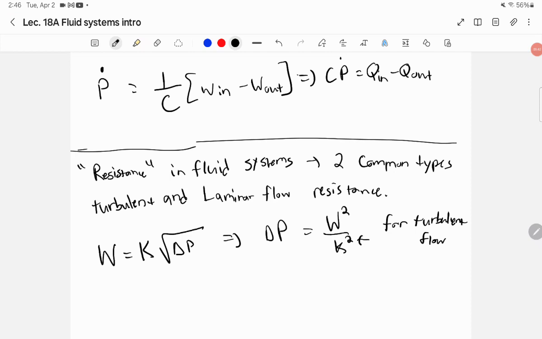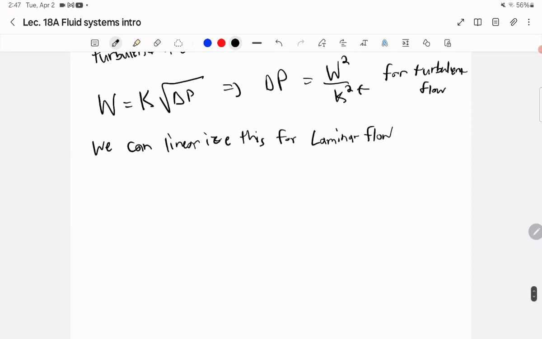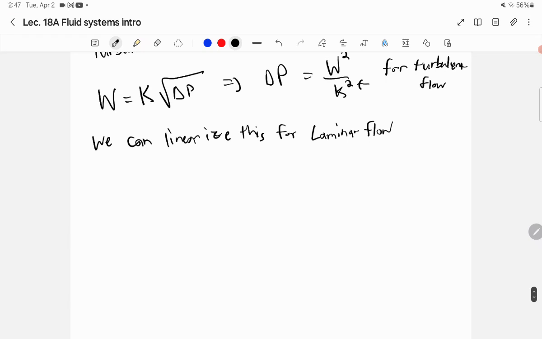Okay, and so then we can linearize this for laminar flow. So how do we linearize? Well, we can actually do the whole game of linearization, right?